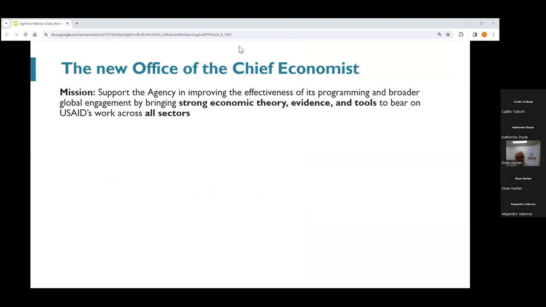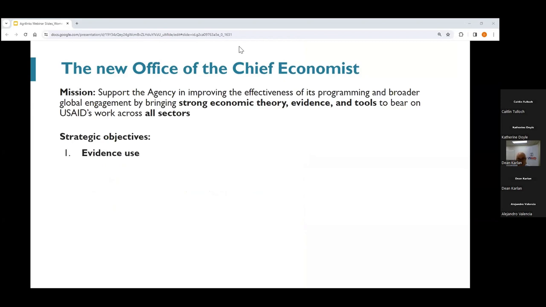The mission of the Office of the Chief Economist is to support the agency in improving the effectiveness of our programming and broader global engagement by bringing strong economic theory, evidence, and tools to bear on USAID's work across all sectors. We have four strategic objectives.